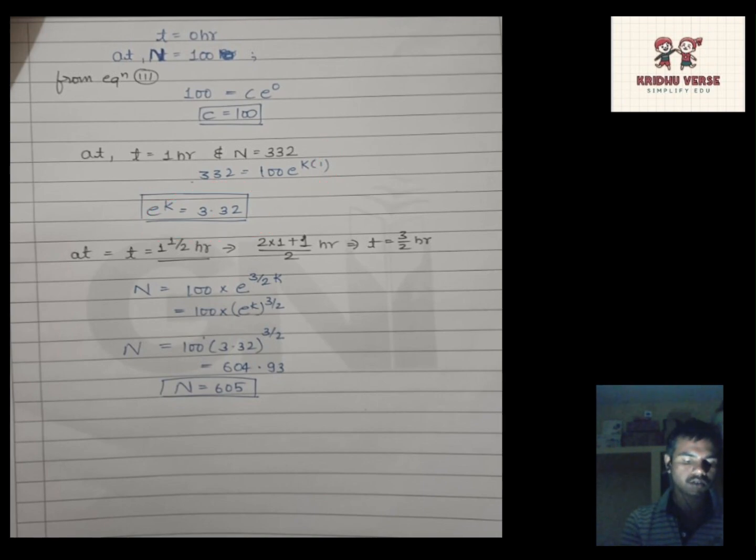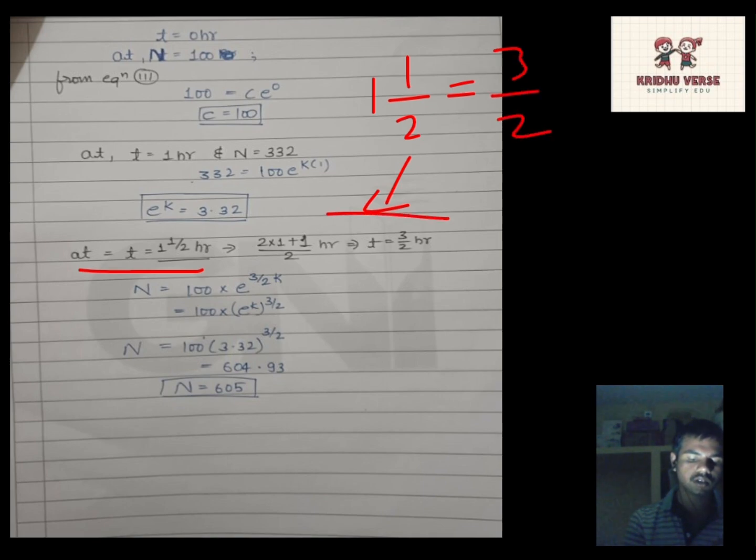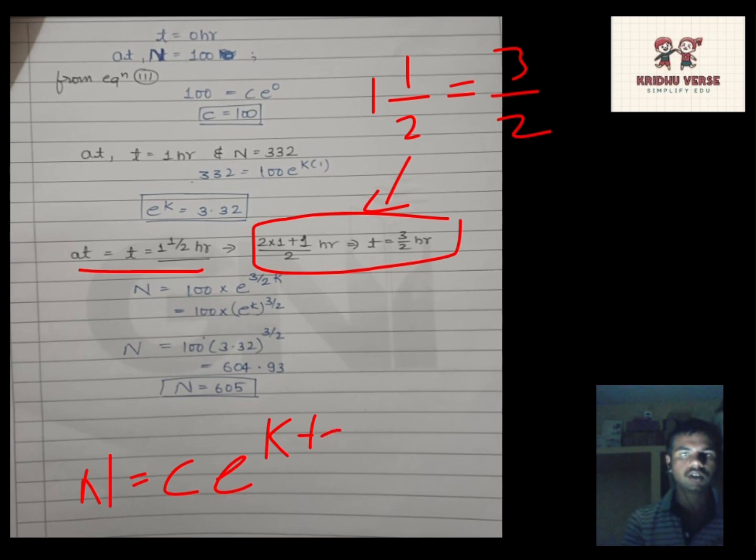Now what we have to do? We have to calculate the value of n at t equal to 1 and a half hours. So 1 and a half we can write as 3 by 2. Calculation is shown here, you can check from here. So now n equal to 100 into e power 3 by 2 k. This is from the specific equation method we took. What was the equation method? Again I am writing here, n equal to c e power kt. This was our equation method.